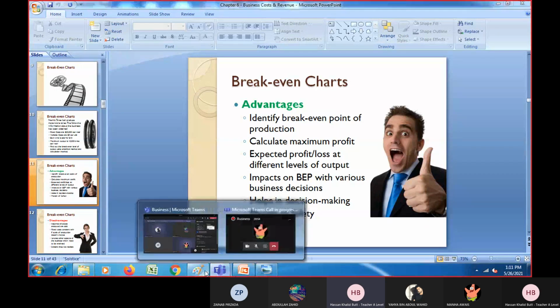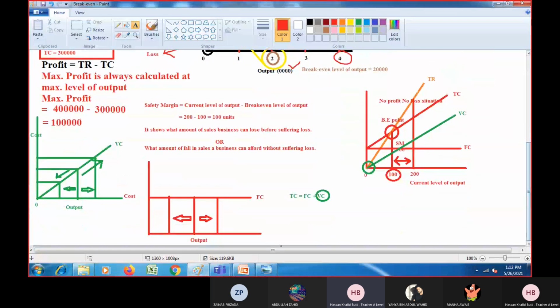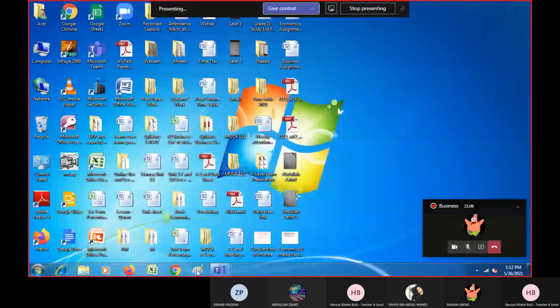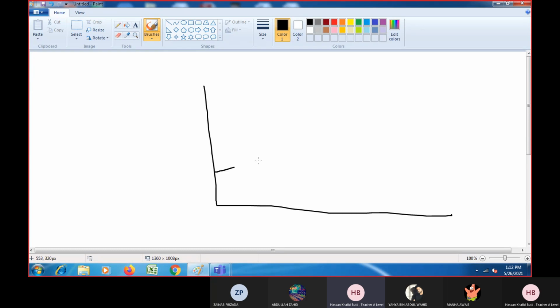Using the same example here, let me give you another example. Let's say this is total cost, this is total revenue, right? This is total revenue, and this is total cost, right? And this is the break even, you know. Okay, all right. So now, what is the point?